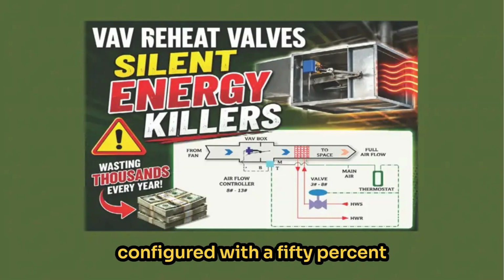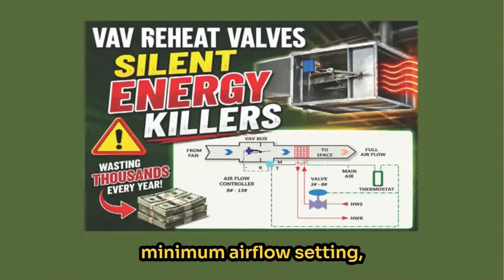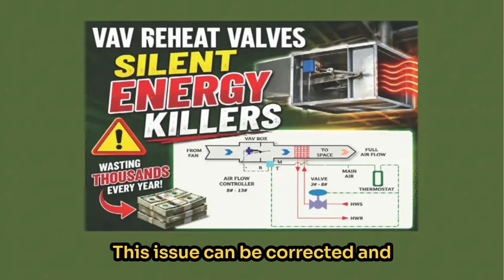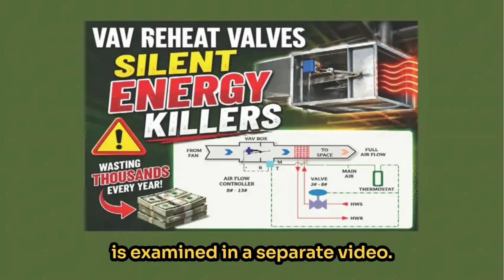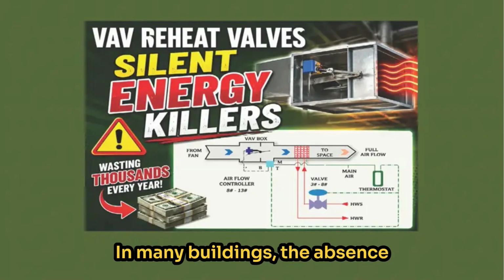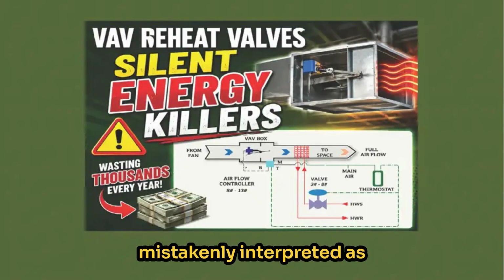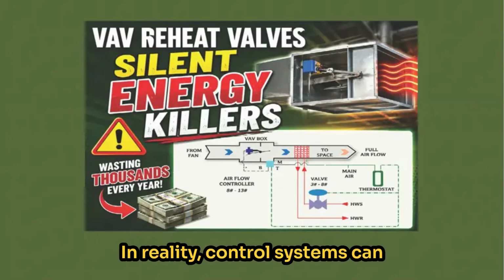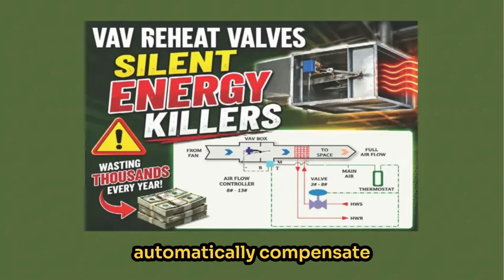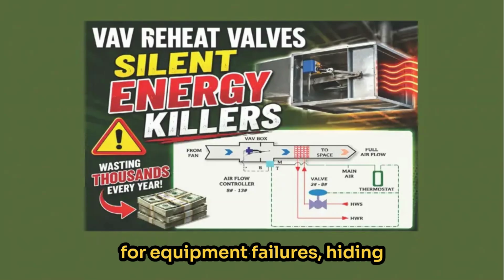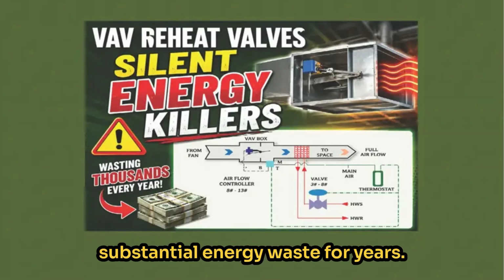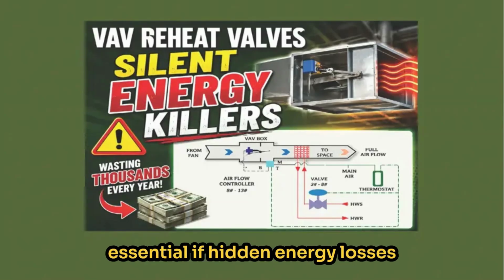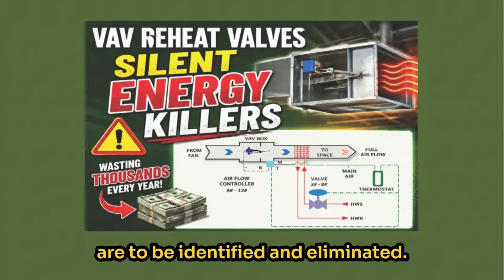Many of these systems are configured with a 50% minimum airflow setting, a practice that can create additional energy waste. This issue can be corrected and is examined in a separate video. In many buildings, the absence of comfort complaints is mistakenly interpreted as proof of efficient operation. In reality, control systems can automatically compensate for equipment failures, hiding substantial energy waste for years. Understanding control logic is essential if hidden energy losses are to be identified and eliminated.